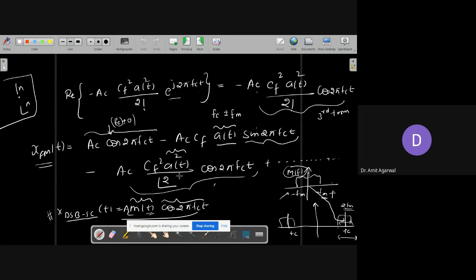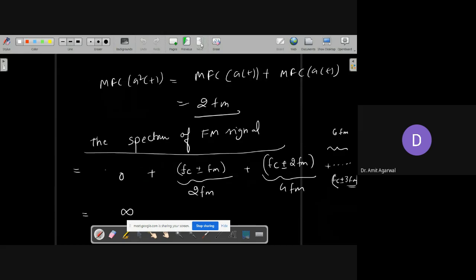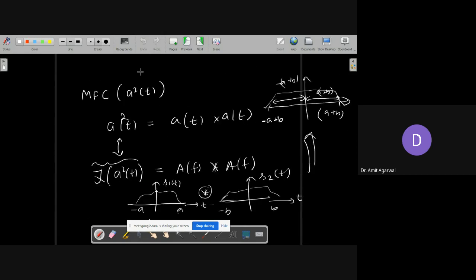Next we analyze the third term. The third term is Ac Cf square, A square by factorial 2, cos 2 pi Fct. So let's analyze the third term. We want to know what is the maximum frequency component of A square t. In order to analyze this, we write A square t as A(t) multiplied with A(t). You can write A square t like this, right? And using the Fourier concept that product in the time domain is convolution in the frequency domain, the Fourier transform of A square t is nothing but A(f) convolved with A(f).